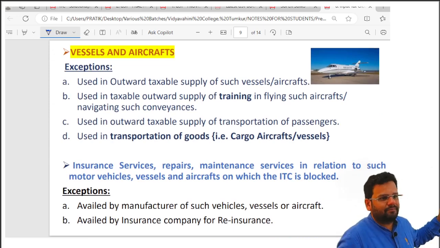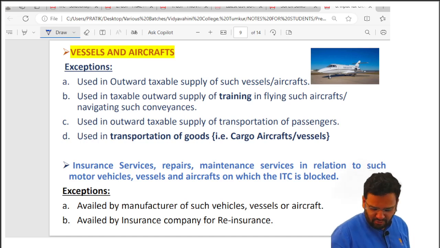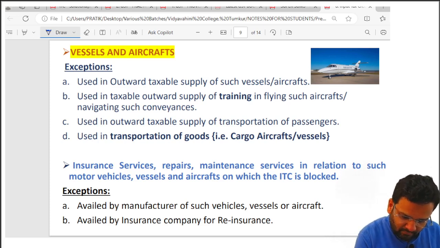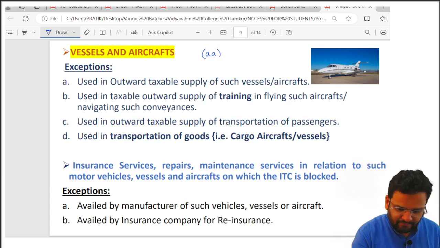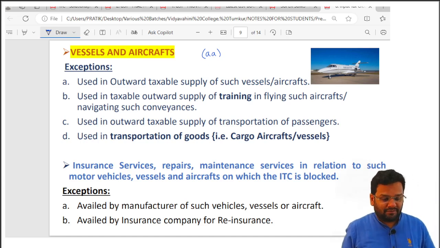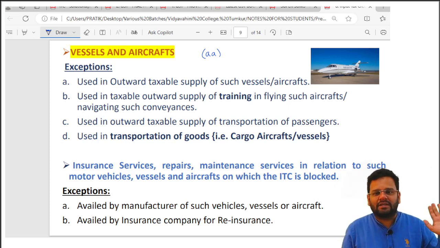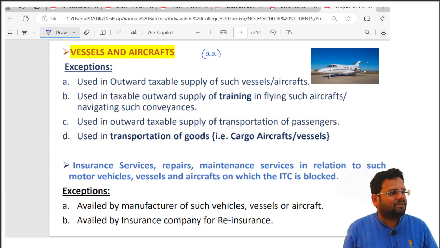This is clause AA. What is this? If government is not ready to allow ITC on vehicles, how can they allow you on more luxurious things? More luxurious are vessels and aircrafts. So ITC will be blocked on vessels and aircrafts.